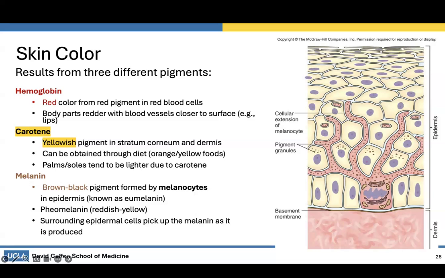And lastly, melanin, which is a brown, yellow-brown, or black pigment produced by melanocytes located in the stratum basale or germinativum. Melanin absorbs UV radiation from sunlight, protecting the epidermis and dermis from its harmful effects. Skin color is determined by all three pigments of melanin, carotene, and hemoglobin.